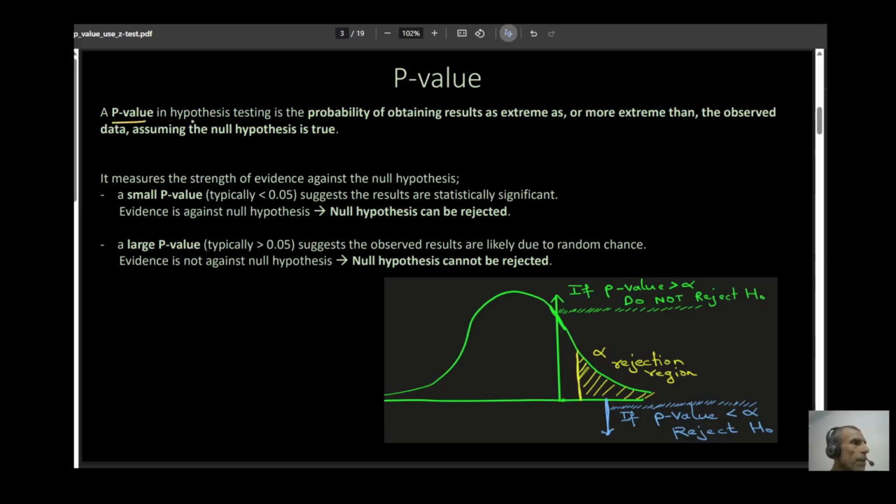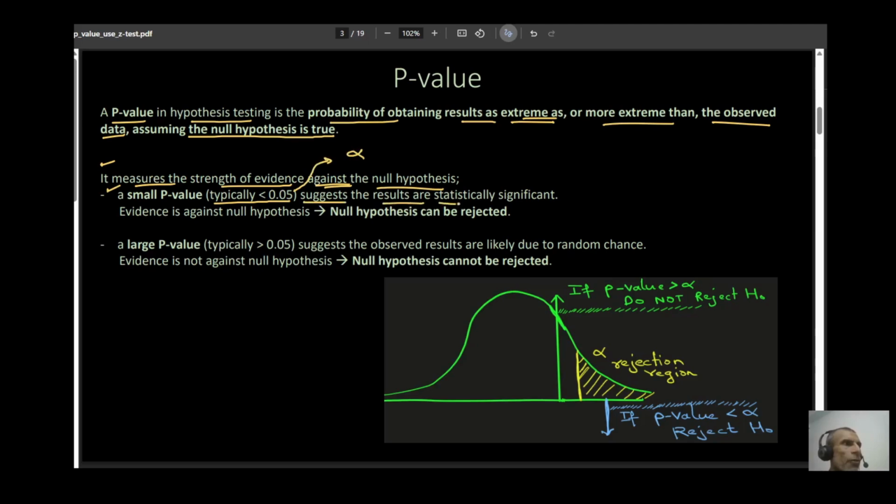A p-value in hypothesis testing is the probability of obtaining results as extreme as or more extreme than the observed data, assuming that your null hypothesis is true. In other words, it measures the strength of the evidence against the null hypothesis. If you have a small p-value, typically less than 0.05, this 0.05, by the way, refers to your alpha, which is your significance level, this suggests that your results are statistically significant. In other words, your evidence is against the null hypothesis. Your null hypothesis can be rejected.